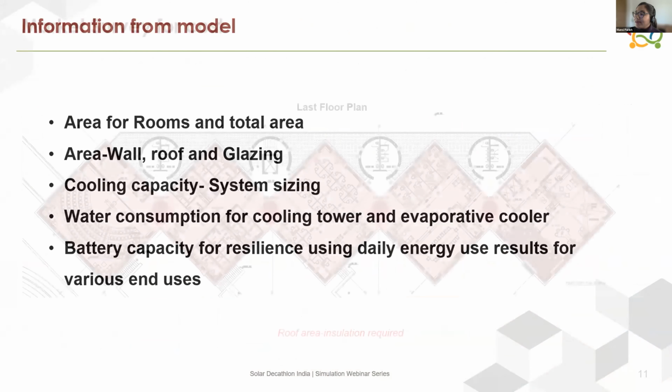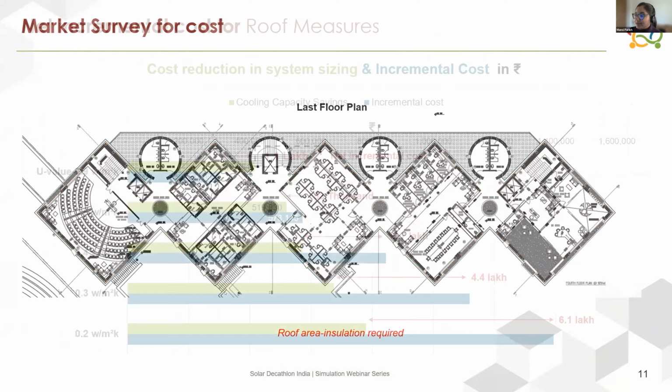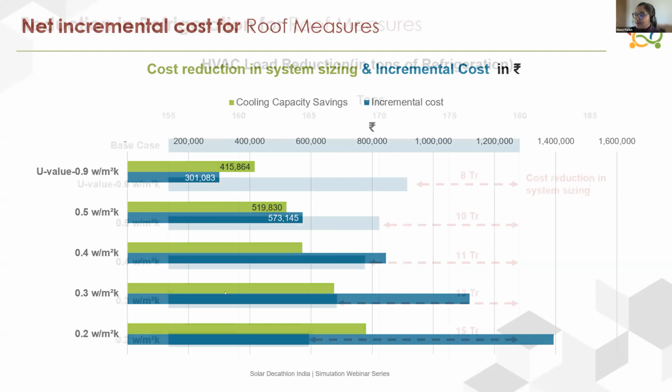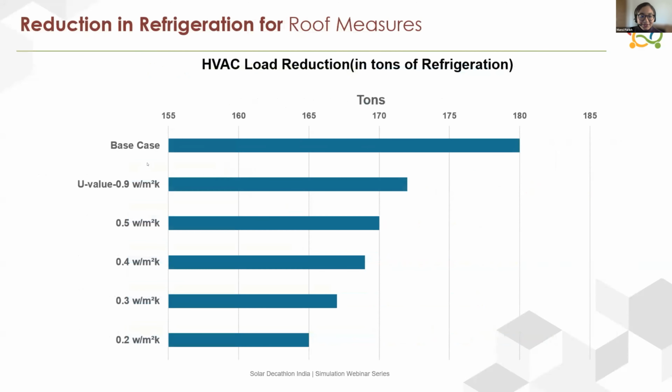So in my base case, I have not mentioned the U value, but it was a typical concrete roof, which would have a U value of around 2.8 to 3. And my wall U values were roughly around 2.2. Both walls and roofs were uninsulated in the base case, I would say. I hope that answers the question.